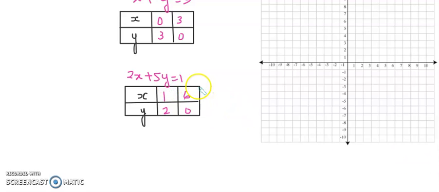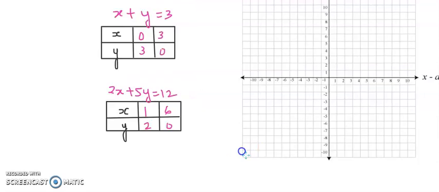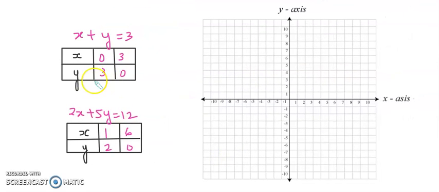Right? I'm going to plot the points on the graph. So my first line 0, 3, 3, 0. So I think this is the point, first point, and the second point. Right? So my line is this.